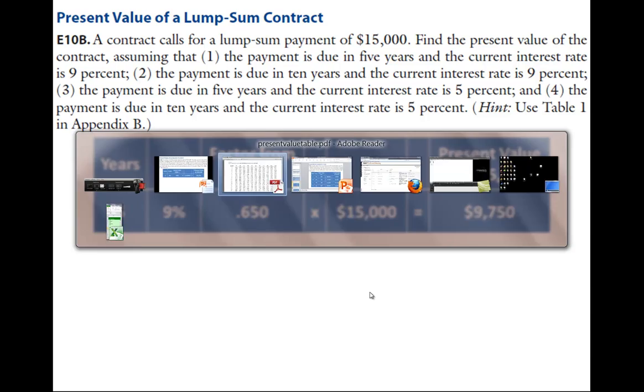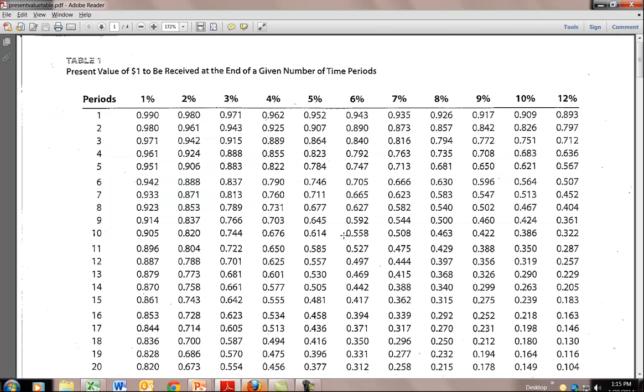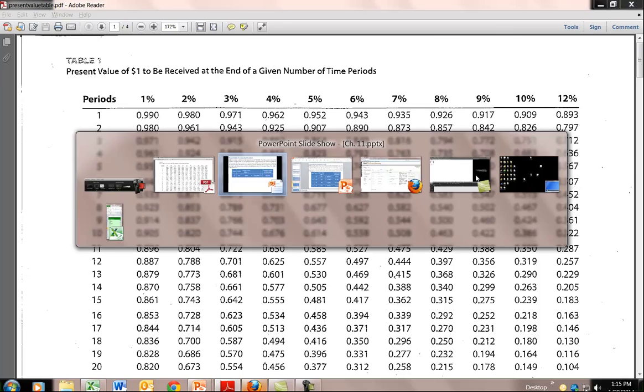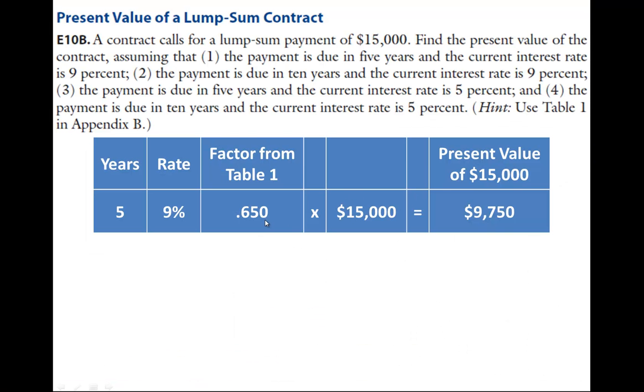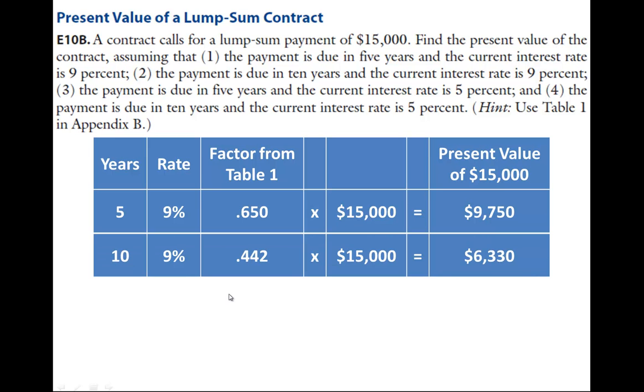So if I switch to the present value Table 1 and I find my 9% and my 5 years, I get 0.650. So I take my 0.650 times the 15,000, which is my desired amount at 5 years into the future, and I come up with $9,750. So I have to invest $9,750 today at a rate of 9%, and in 5 years I will have $15,000.